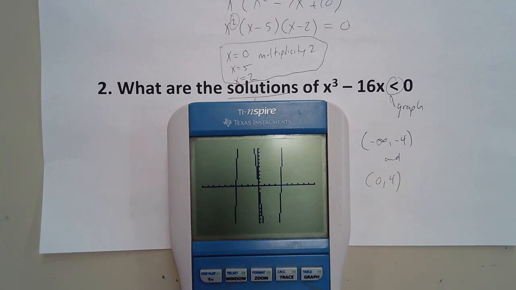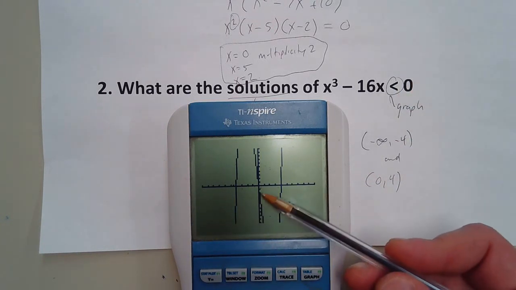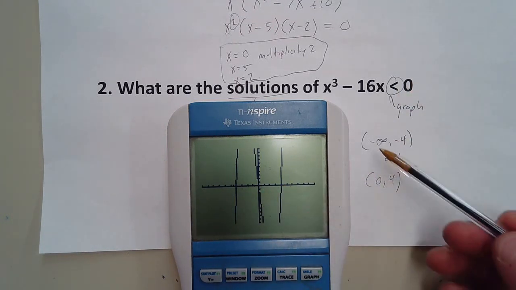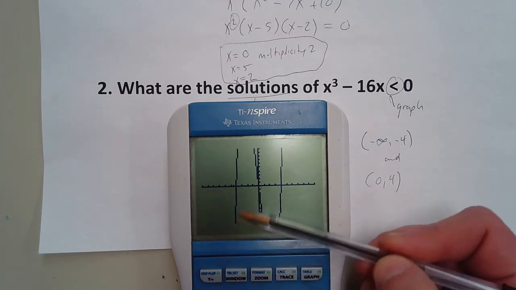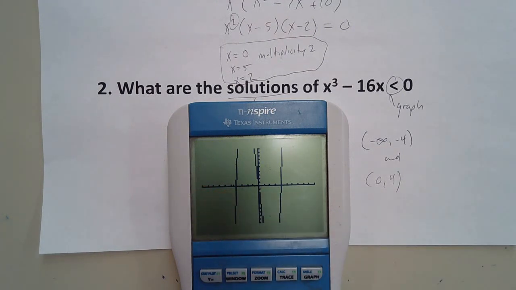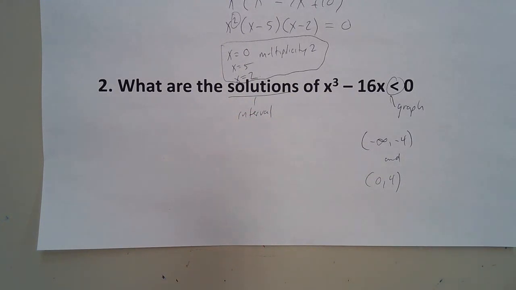So again, those are the x values where this graph is below 0, because anything from 0 to 4, the graph's below, and anything from negative infinity to negative 4, the graph's below there as well. So yeah, that's that. We'll do another warm-up tomorrow, and then we'll be quizzing tomorrow as well.